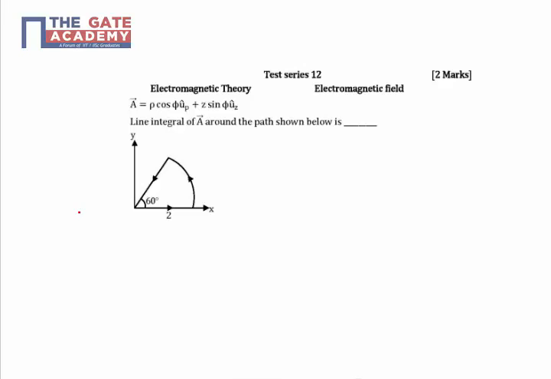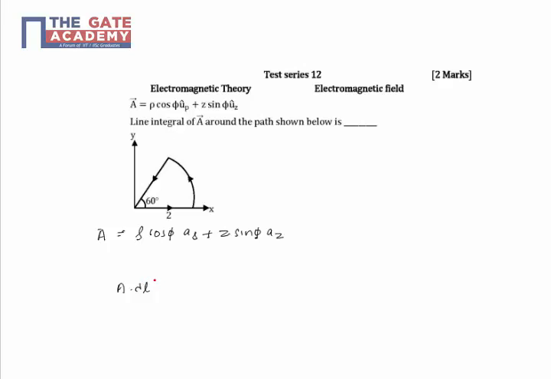Here, given A is equal to rho cos phi a_rho plus z sin phi a_z. So this is in a cylindrical coordinate system, and we have to find the line integral of A.